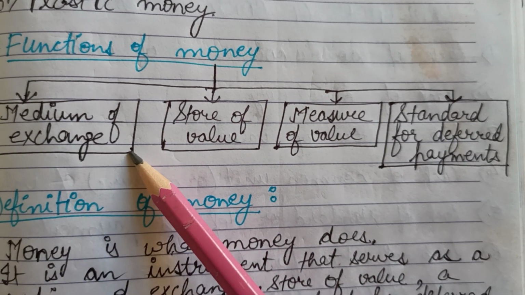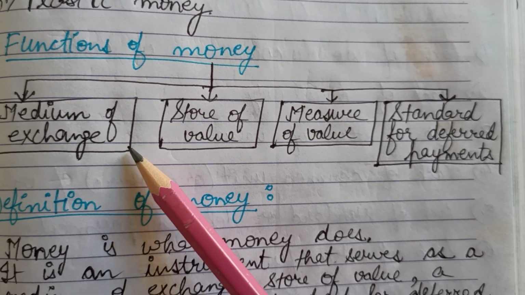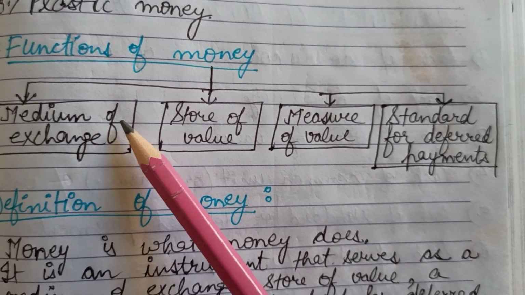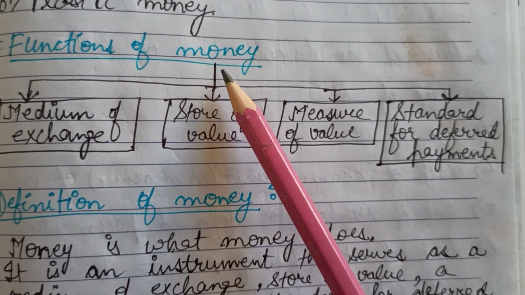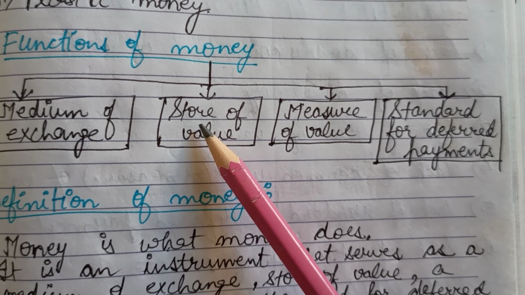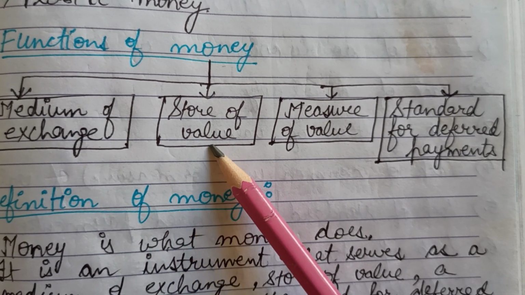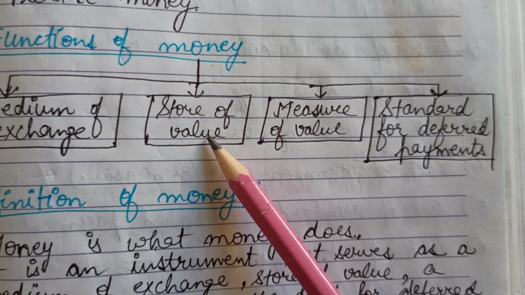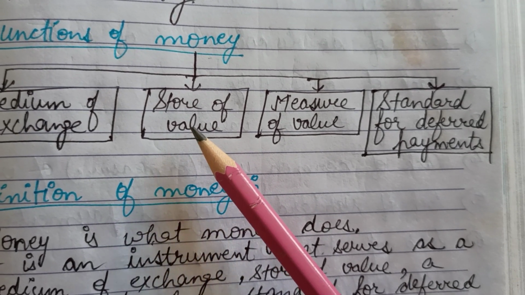Among that, the first one is the medium of exchange. As we know, money evolved, or the origin of money was, to take it as the medium of exchange, so that we can exchange goods and services with the help of money. Next one is the store of value. Now we can also use money for our savings, or we can store the value of money for our future use, which was not possible in the barter system of exchange.